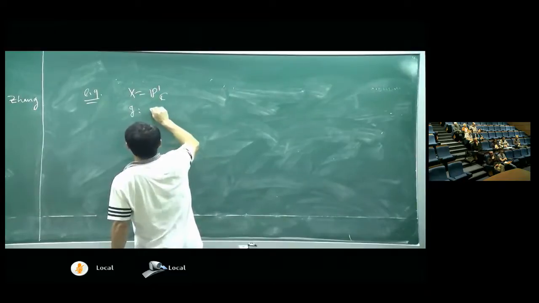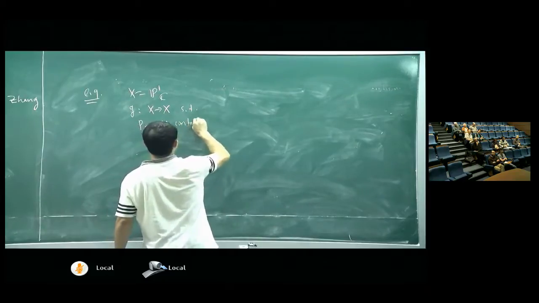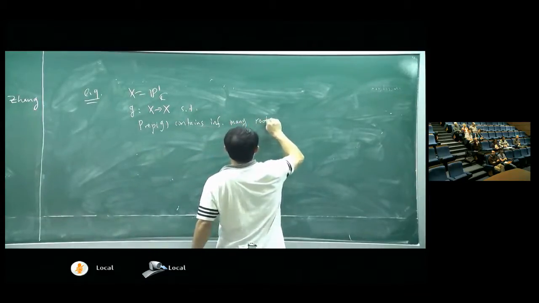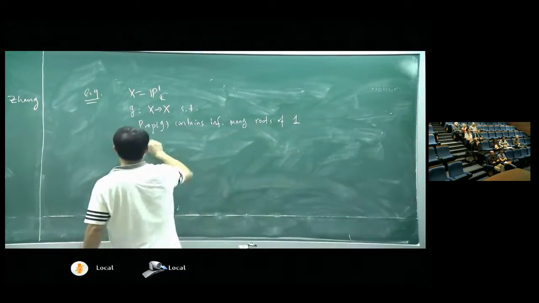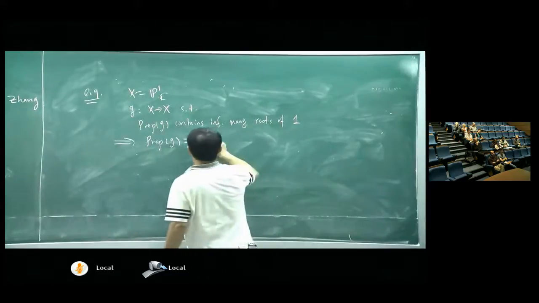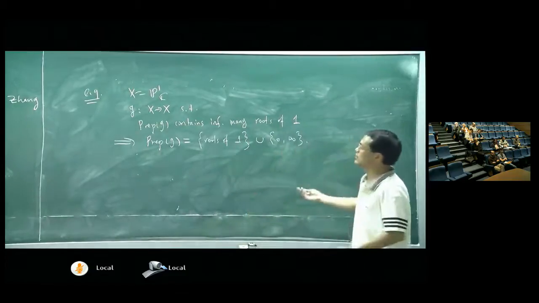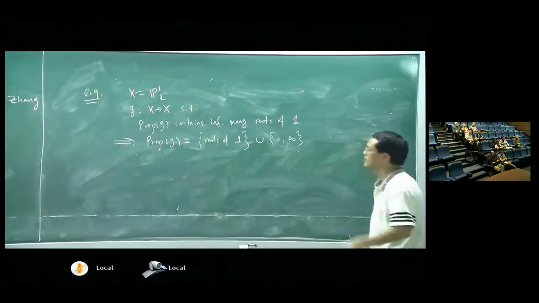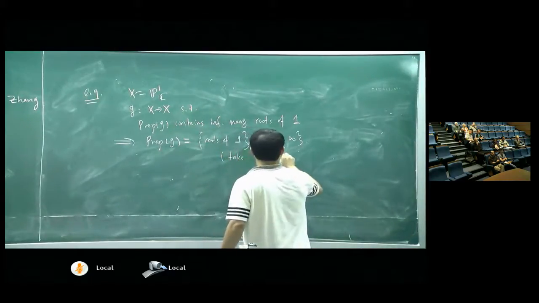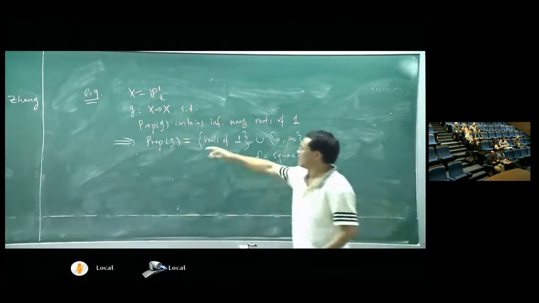And if g on X is such that pre-PG contains infinitely many roots of unity, roots of 1, then we have pre-PG is exactly the set of roots of unity and 0 and infinity. Here we use the canonical height for G1. So to do that, you just take F to be the square map. And then you apply the theorem. If the intersection is infinite, then they are equal.